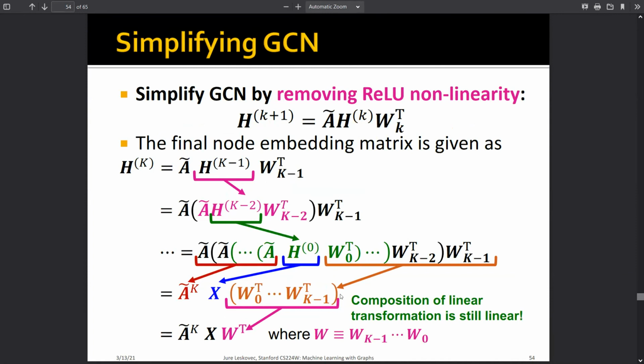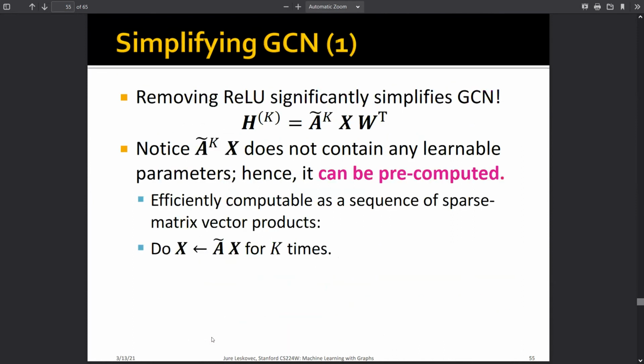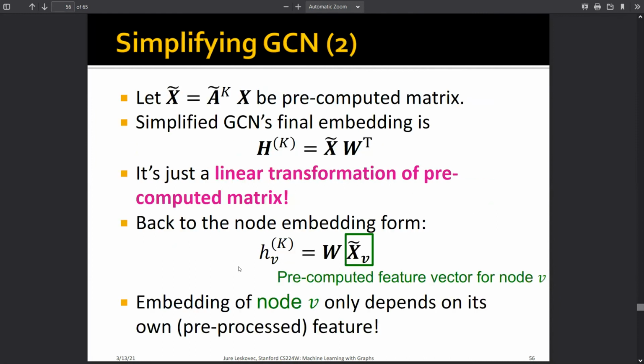So it's a composition of linear transformations. You can put that as a single step, A to the K times W transpose. Removing ReLU significantly simplifies GCN, because you are able to take the previous linear layers and aggregate them as a single layer. There is no learnable parameter, since it can be pre-computed efficiently as a sequence of sparse matrix-vector products, K times. The simplified GCN's final embeddings are just a linear transformation of the pre-computed feature vector X hat for node v.